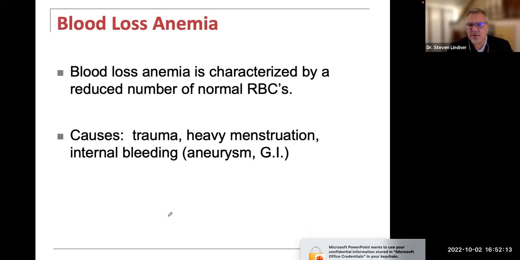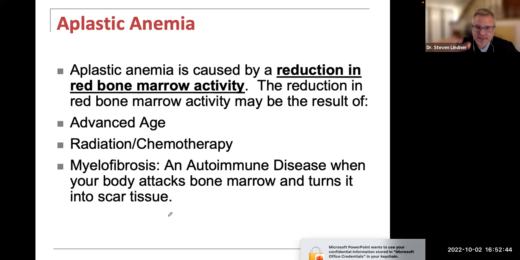So in terms of blood loss anemia, it's characterized by a reduction in the number of red blood cells, and it can be caused by, as I said, a gunshot, a stab wound, some sort of trauma. When women are menstruating and there's heavy blood loss, heavy menstruation, internal bleeding, either there's an aneurysm, like a ruptured blood vessel, a gastrointestinal ulcer, things of that nature can show up as blood loss.